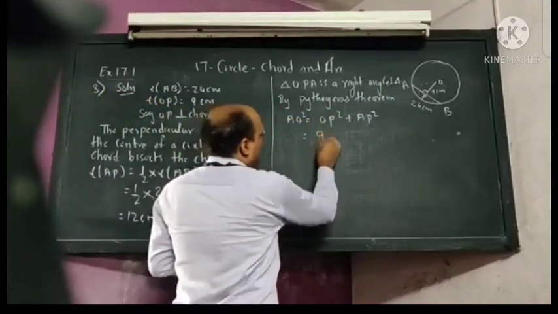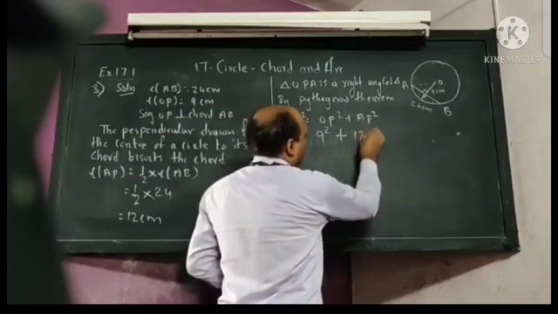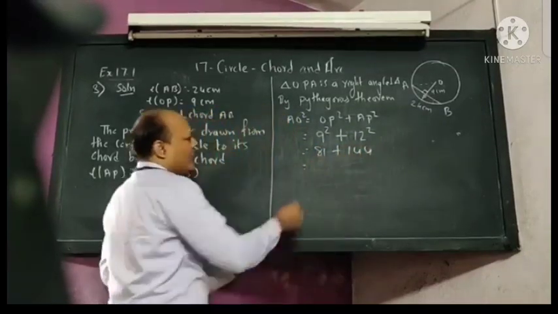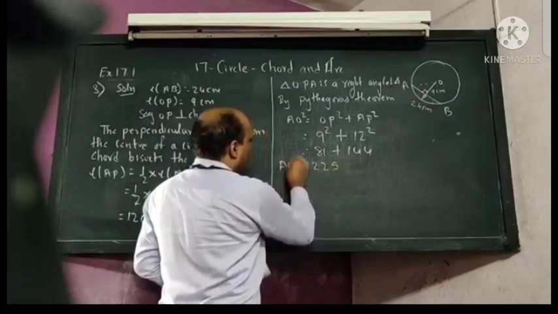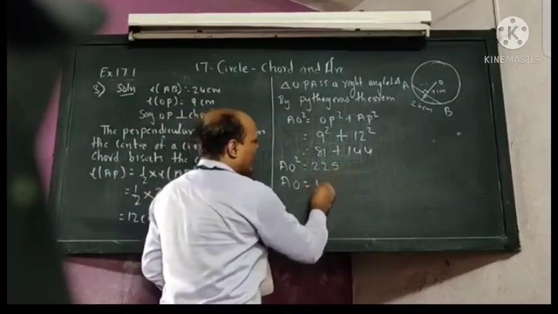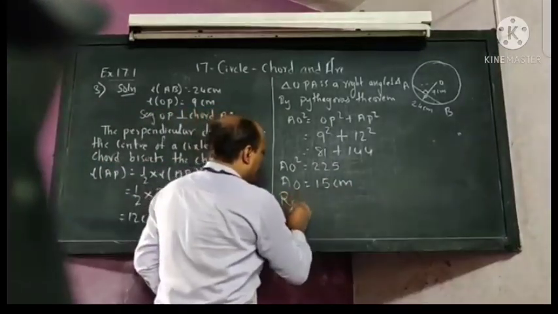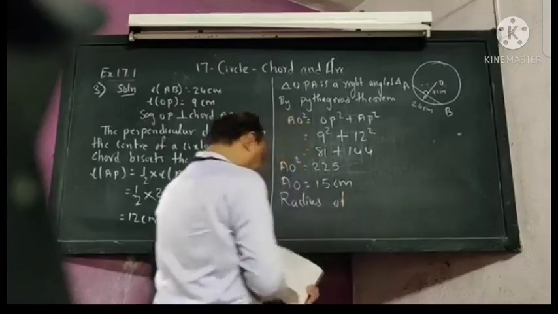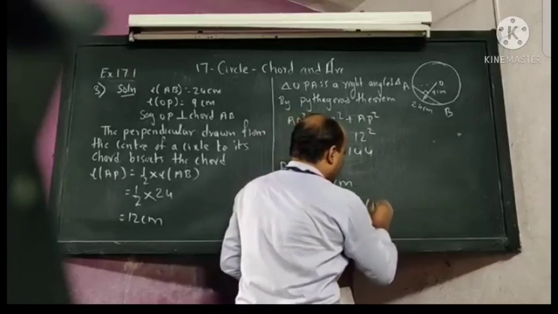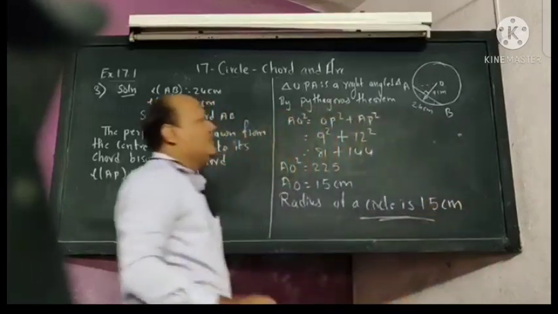OP value is given to you, 9 square, and AP value we have already found, it is how much? 12 square. 9 square is how much? 81. 12 square is 144. We will add this, we will get 225. That means AO square we got 225. That means AO is equal to square root of 225, that is 15 centimeter. AO we got 15 centimeter. That means the radius of a circle is 15 centimeter. I hope all of you understood. This was sum number 3.